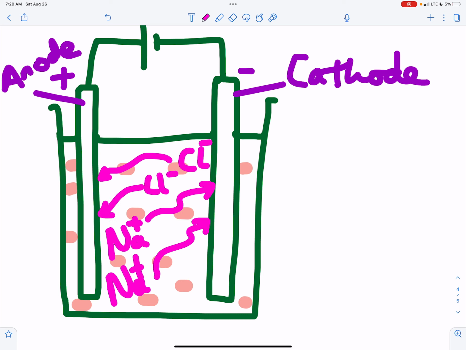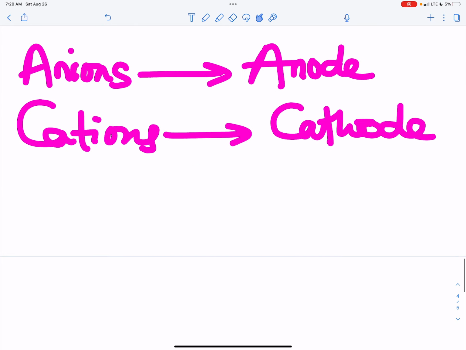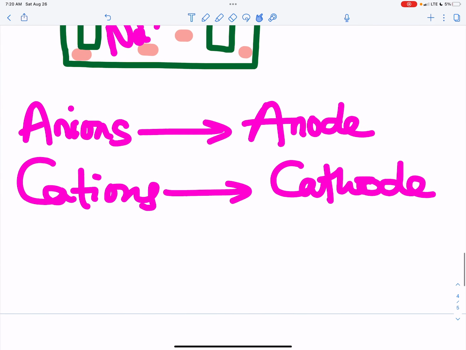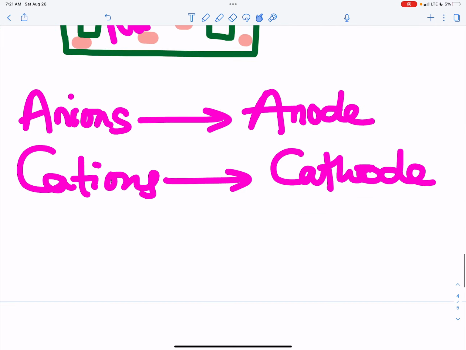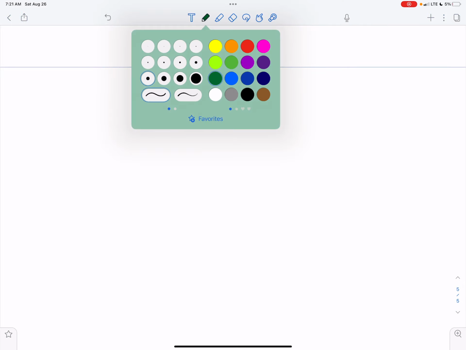So there will now be directional movement. After connection of the electrodes to a cell or to a DC source, there will be directional movement. And that's what we call electrolysis. That way, the different parts of the compound can be separated. And that's what we call electrolysis. Now, let's go to some basic meanings.